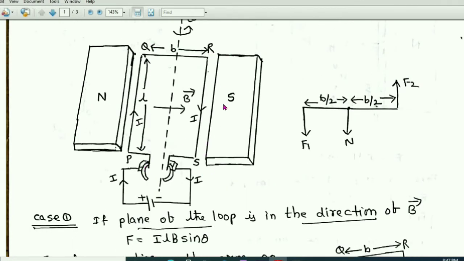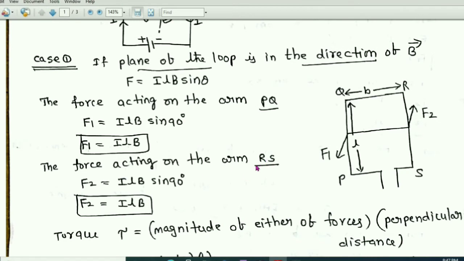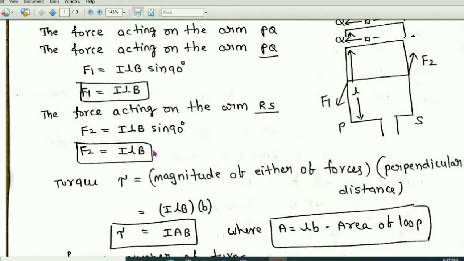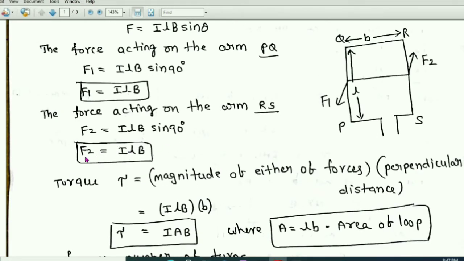Similarly, the force experienced by the arm RS, that is F2, is equal to ILB sin 90, because the current passing through RS is also I, the length of RS is also L, the magnetic field in which RS is placed is also B, and the angle between RS and the magnetic field is 90 degrees. So that's why ILB sin 90, then F2, the force experienced by the RS arm, is equal to ILB.